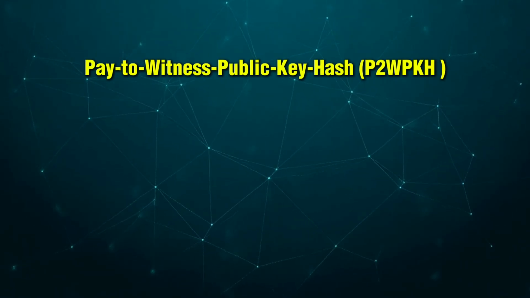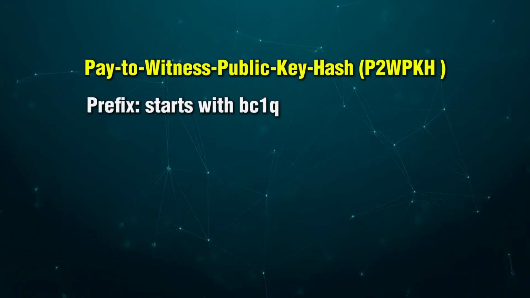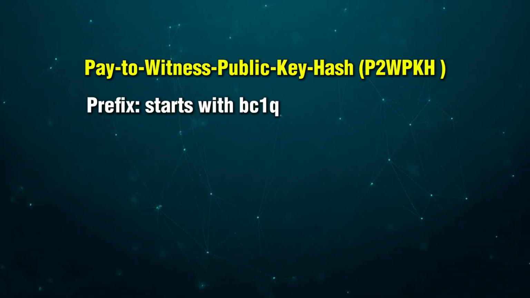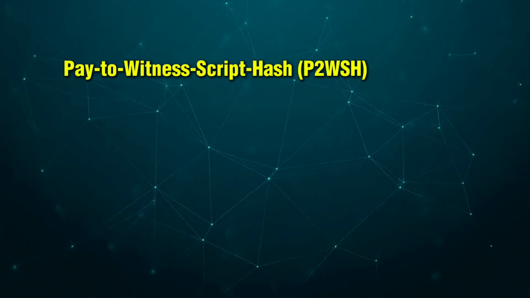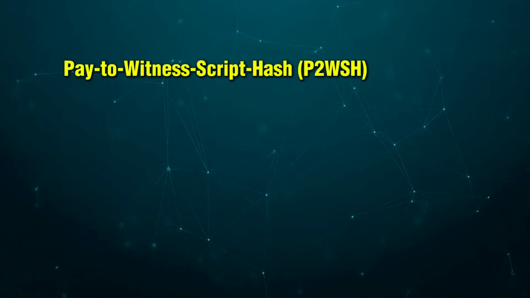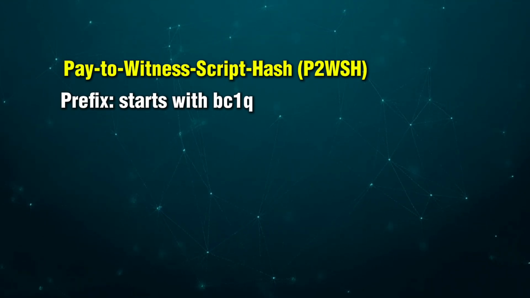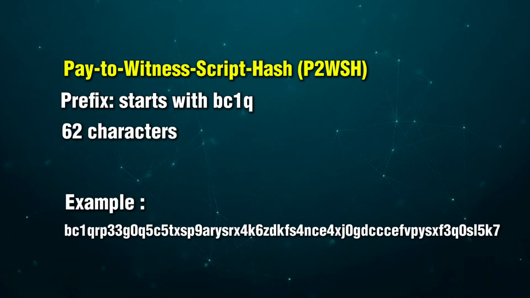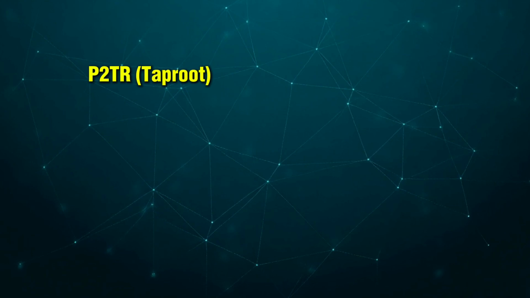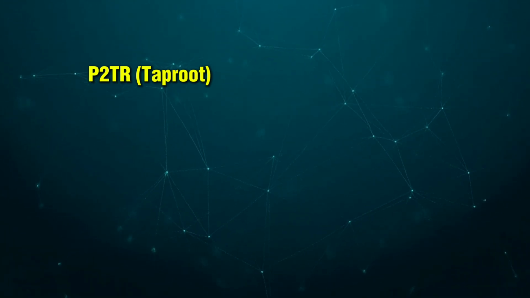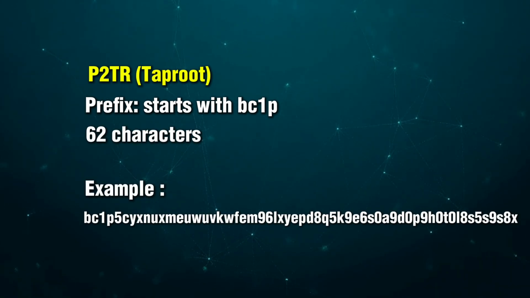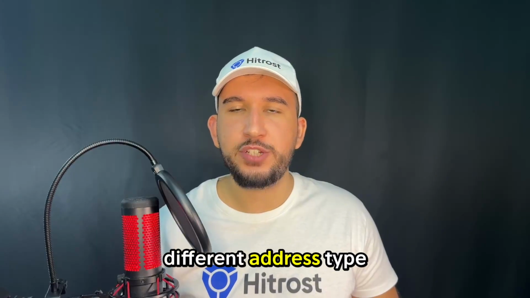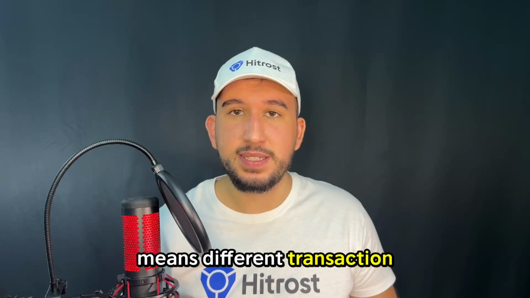The pay to witness public key hash. The prefix starts with BC1Q. It has 42 characters. The pay to witness script hash. Again, the prefix starts with BC1Q, but this time it has 62 characters. And lastly, we have the taproot address, whose prefix starts with BC1P, and it also has 62 characters. Different address type means different transaction size.